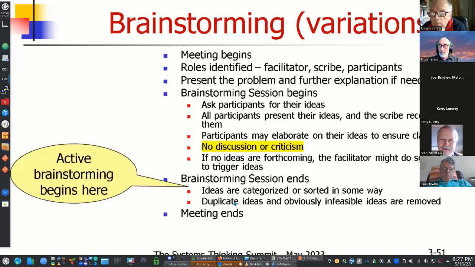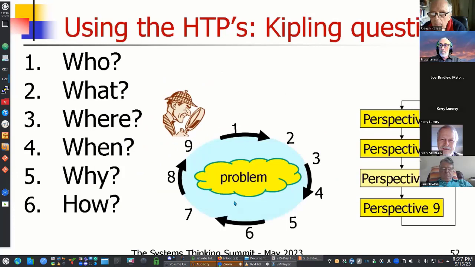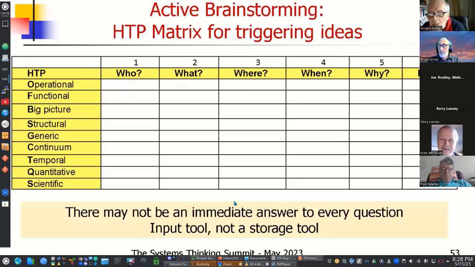Well, active brainstorming begins when the brainstorming session ends. The way it's done is you take the holistic thinking perspectives, and from each perspective you ask the Kipling questions: who, what, where, when, why, and how. And in the beginning, when you're first learning to use this, you go around in sequence, and after a while you can jump from one to the other. And I provide you with this cheat sheet, an active brainstorming matrix. Sherlock is moving around, asking the questions as I speak.